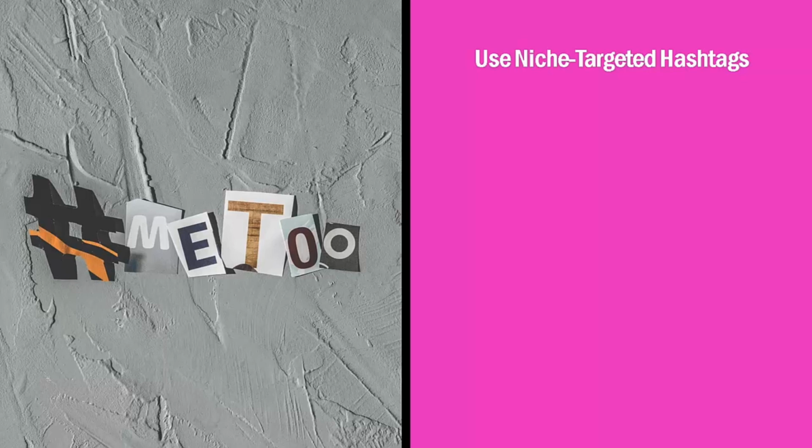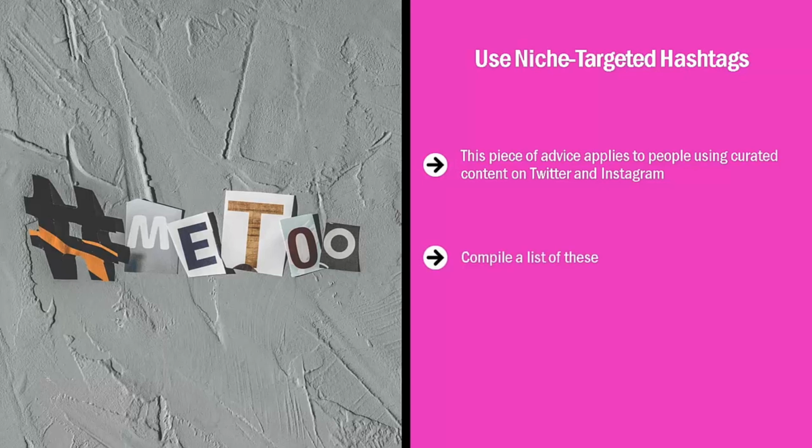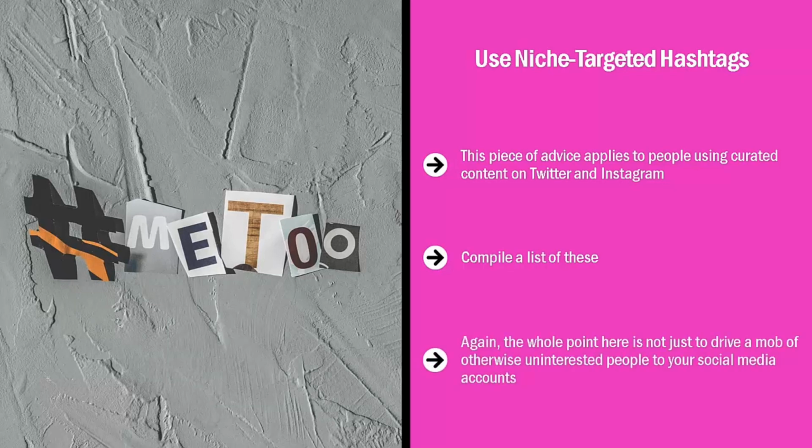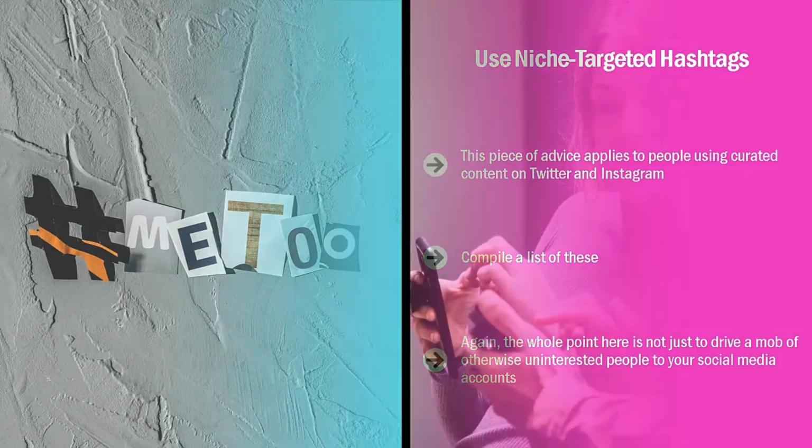Use niche-targeted hashtags. This piece of advice applies to people using curated content on Twitter and Instagram. If you did your homework correctly with videos 4 and 5, you should already be aware of Twitter hashtags that are very popular in your niche. Compile a list of these. Rotate among these when you publish curated content on Instagram and Twitter. This way, you piggyback on hashtags being searched for by people interested in your niche. This is how you get niche-targeted eyeballs. Again, the whole point here is not just to drive a mob of otherwise uninterested people to your social media accounts. Instead, you're looking to get a nice flow of people who are truly interested in your niche and then getting them to follow you on social media.